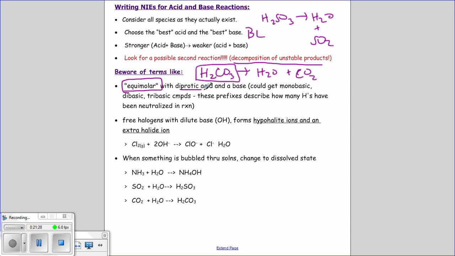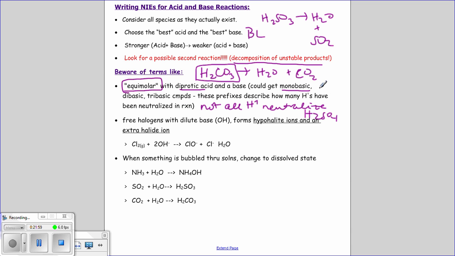And if you have a polyprotic acid present with a base, then you can actually react, but only react with one of the H's present. So not all H's will neutralize, which relates back to our H2SO4 example from earlier, where just one of the H pluses was pulled off and pulled into the water. Monobasic, dibasic, tribasic compounds, that's referring to how many H pluses have been neutralized in the reaction.